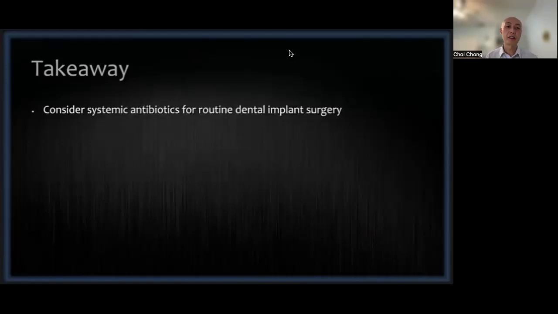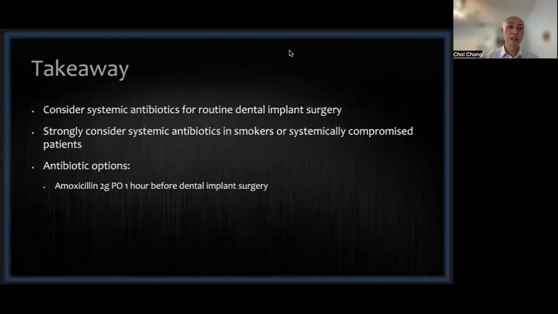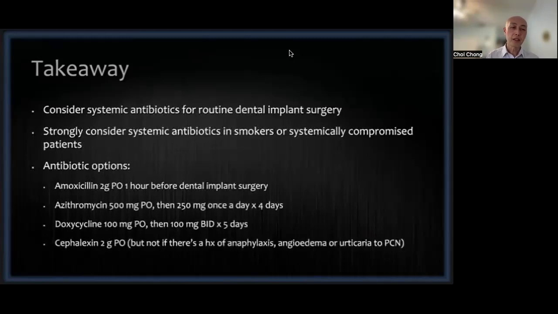Also consider systemic antibiotics for routine dental implant surgery, and strongly consider systemic antibiotics in smokers or other systemically compromised patients. And the antibiotic regimen that you should consider would be amoxicillin, 2 grams before dental implant surgery. And for those patients that are allergic to penicillin, either azithromycin or doxycycline would be highly recommended as well.